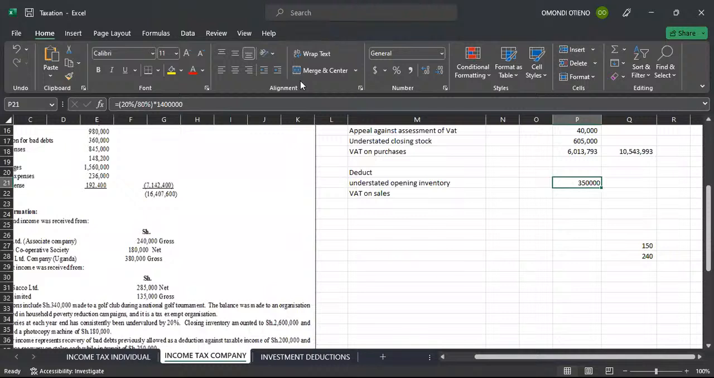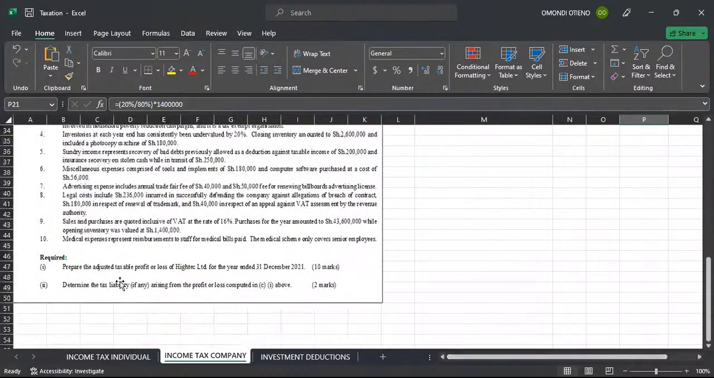Then the next one, still under that information, we have this figure here. We are told that sales and purchases are quoted inclusive of VAT at the rate of 16%. Purchases for the year, 43,600, while opening inventory was that.